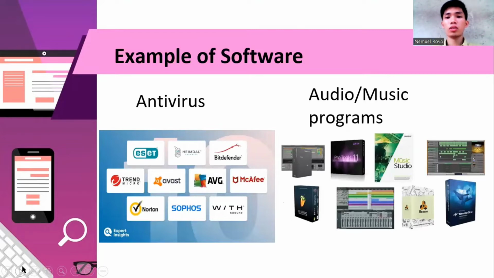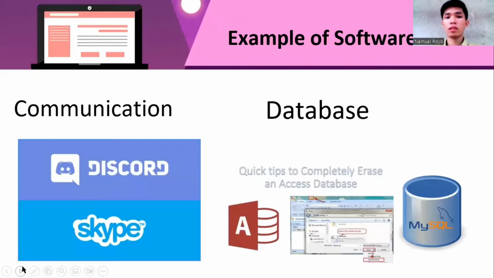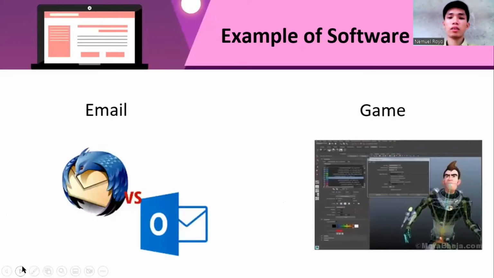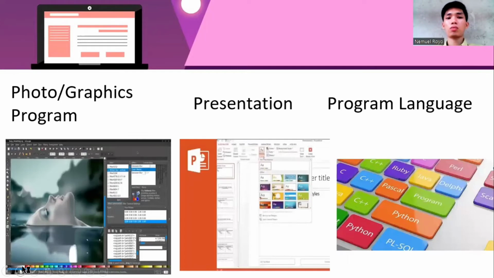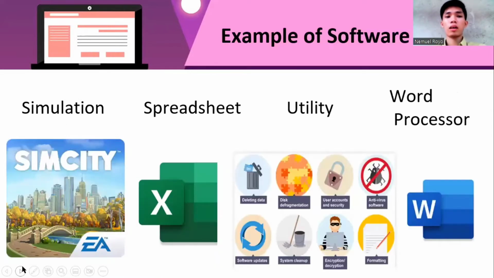Antivirus, audio music programs, so these are basically the apps of a computer. So we have communications, database, email, games, internet browsers, movie player, operating system, photographics program, PowerPoint presentations, program language, simulations, Excel, utility, word processors. So those are the examples of software.